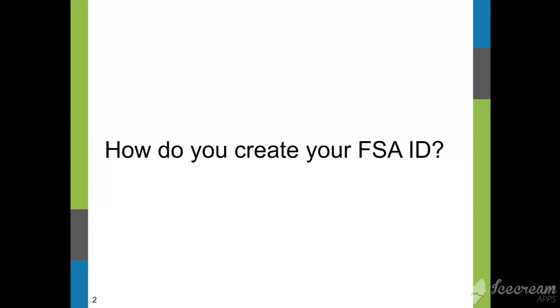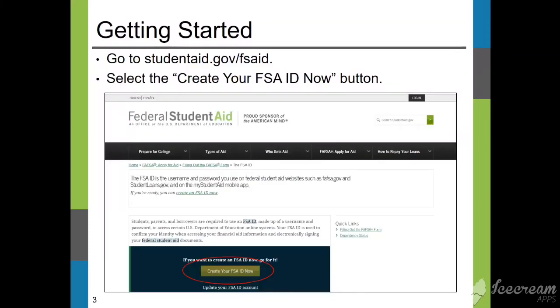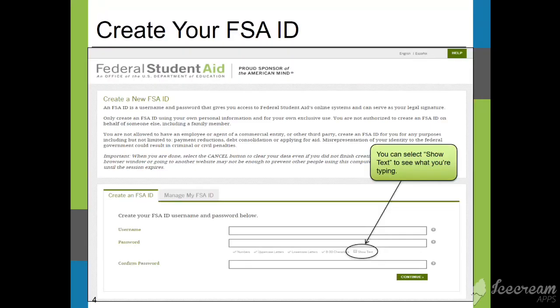So how do you create an FSA ID? To begin, open your browser and go to studentaid.gov/FSAID and select the green Create Your FSA ID Now button. To start creating an FSA ID, simply create a username and password in the space provided. Keep in mind that the password requirements are listed underneath the password field and will be checked off as you complete them. Be sure to keep your FSA ID username and password somewhere safe. You will need it each year to fill out your FAFSA.